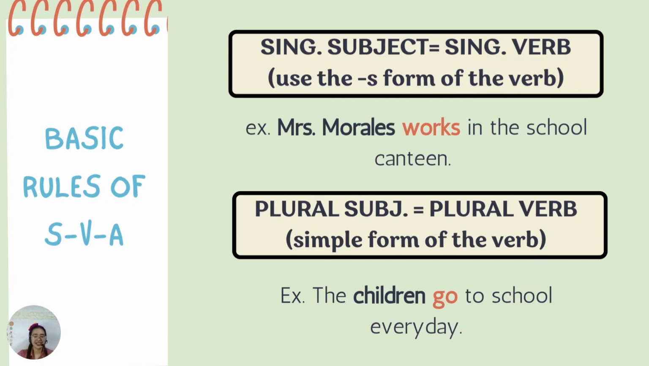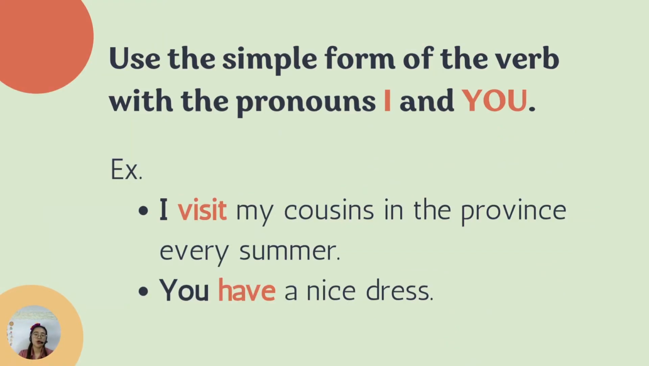All right. So another rule for the simple present: use the simple form of the verb with the pronouns I and you. This is the exception to the rule. If there is I and you, always pair with the plural verb. We said earlier that if there is a singular subject, there should be a singular verb. But the exception to the rule is I and you, because I and you always pair with the plural or base form of the verb.